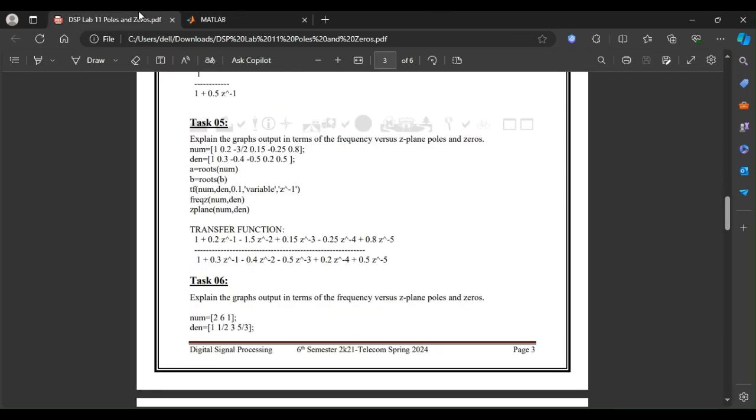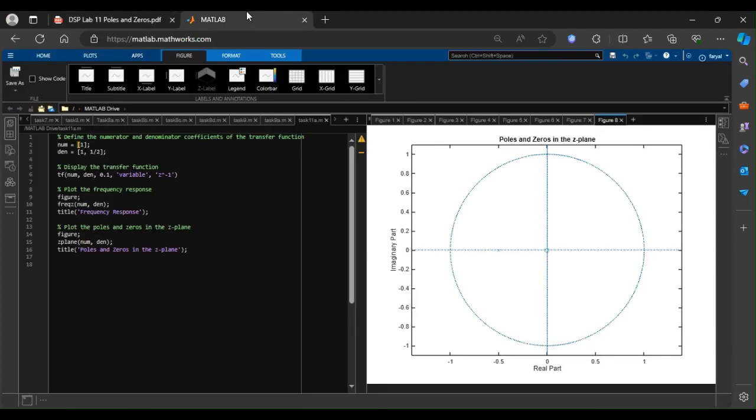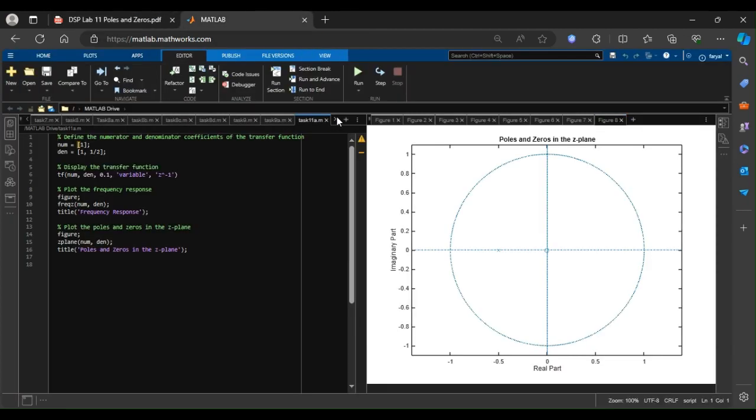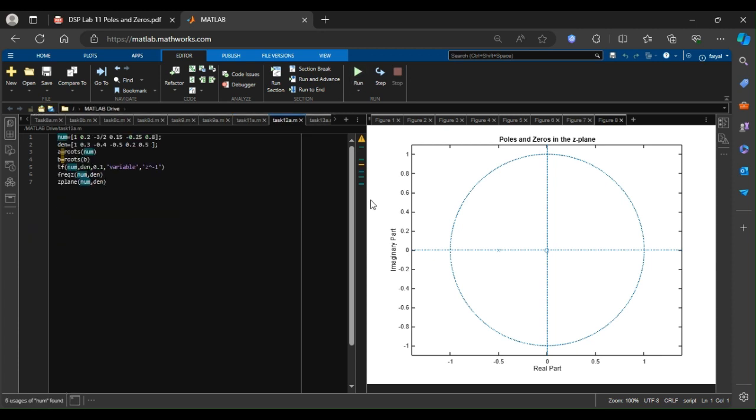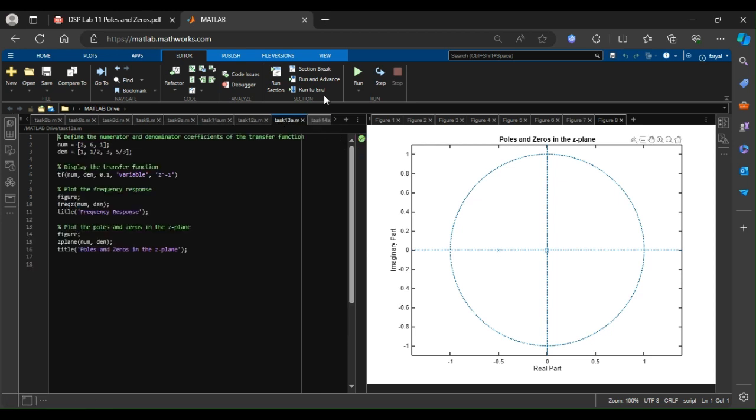Moving towards task 5, where we have numerator 1 0.2 minus 3 by 2. Talking about the stability of a system, the stability of a system in the z-plane depends on the location of its poles. If the poles are within the unit circle, that is, if the magnitude of z is less than 1, the system is stable. If the pole lies outside the unit circle, that is, if the magnitude of z is greater than 1, the system is said to be unstable.